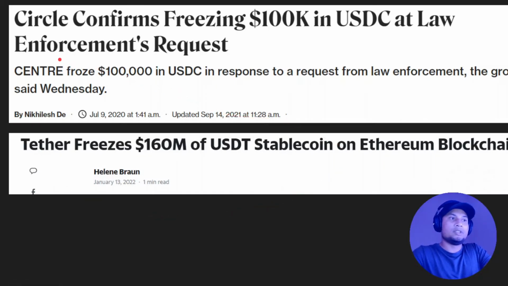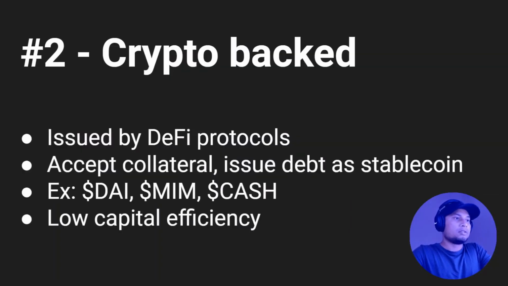And as you can see over here, we have seen Circle freezing 100K worth of USDC from a request from law enforcement. So this could happen. And also Tether can do that. Tether, with Bitfinex behind Tether, they could also do that. As you can see over here, 160 million of USDT stablecoin was frozen on the Ethereum blockchain. There are a lot of instances like this, if you dig in. But anyways, there's no commentary on all of this. It is what it is. That's the feature of a fiat-backed stablecoin, just the facts. No comments other than that.